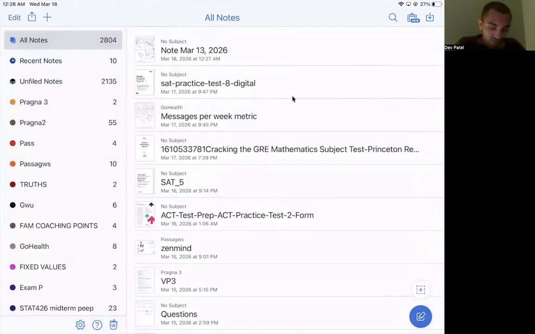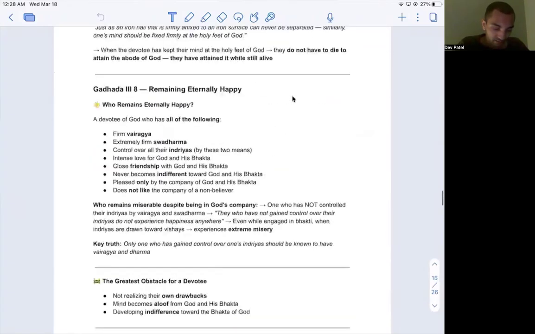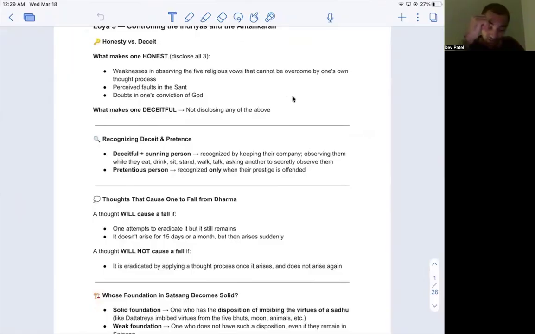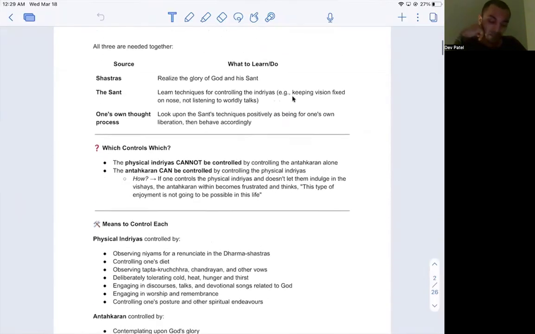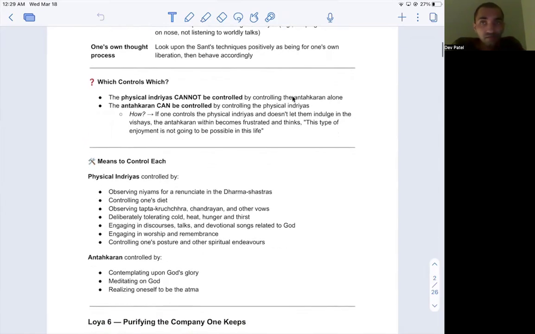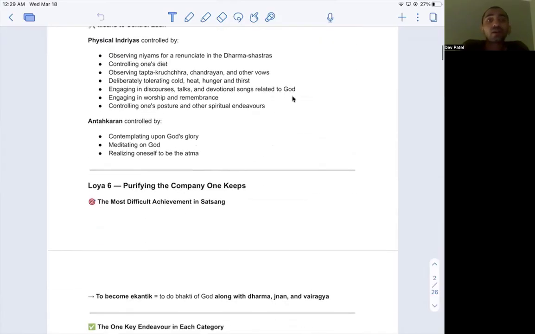Now let's go over a few of the Vachanamrut topics. L5, making someone honest, deceitful. Solid foundation, Shastra's own thought process. Physical indriyas cannot be controlled by the antakaran alone, but the antakaran can be controlled by controlling the physical indriyas. We have remedies for how to control the physical indriyas, how to control the antakaran.